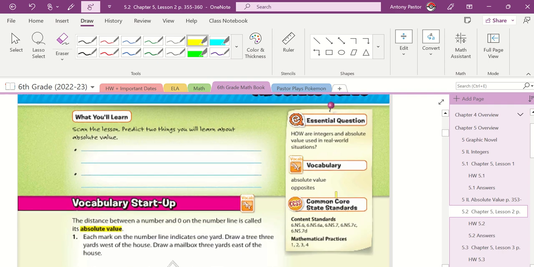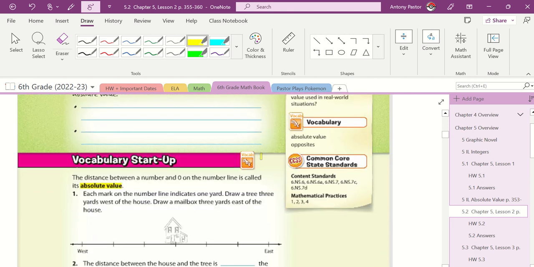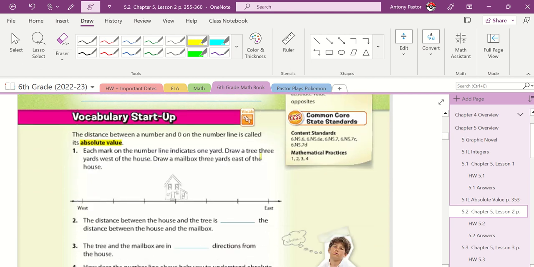Absolute value and opposites is what we're going to be talking about. We have not covered opposites yet, but we'll get there. The distance between a number and 0 on a number line is called its absolute value. Each mark on the number line indicates 1 yard.